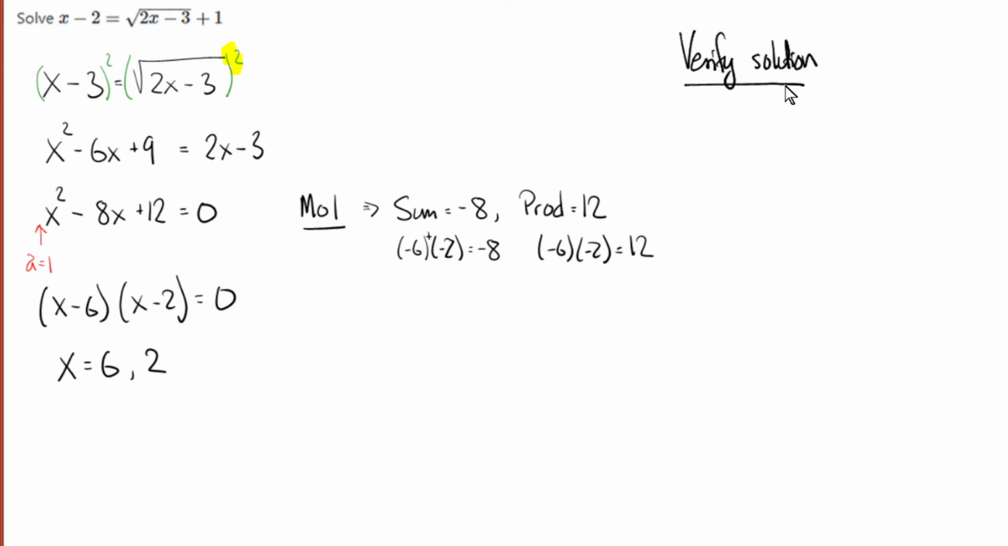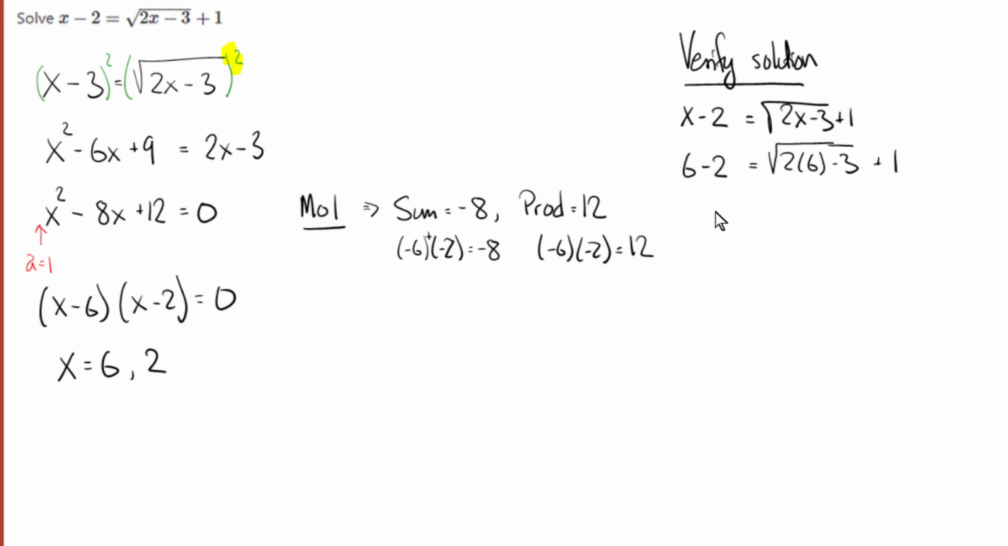Verify solution. And what that means is that we're going to take the original expression and we're going to replace the variable x with those two roots. So I'm just going to write down the original expression first. We start by substituting in 6 for x, so we're going to have 6 minus 2 on the left-hand side. And on the right-hand side, we're going to have square root of 2 times 6 minus 3, plus 1.